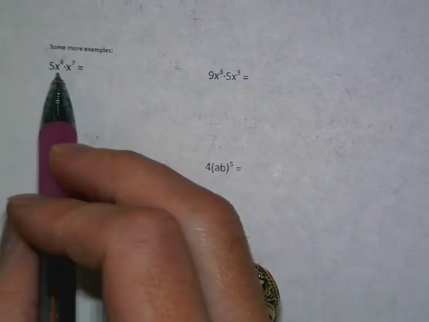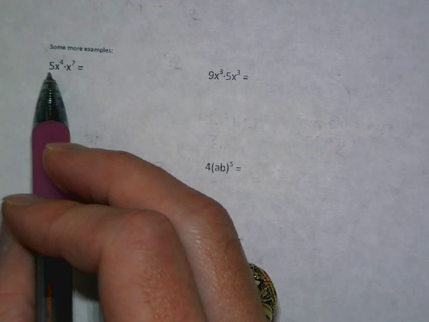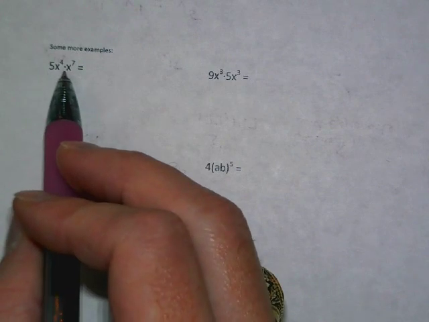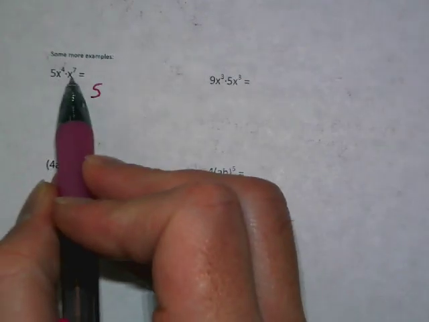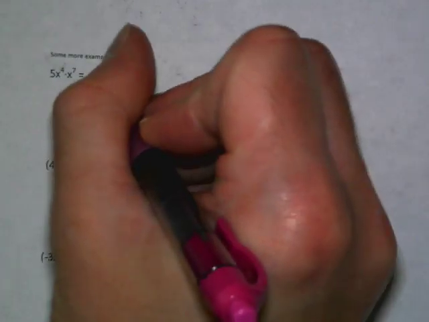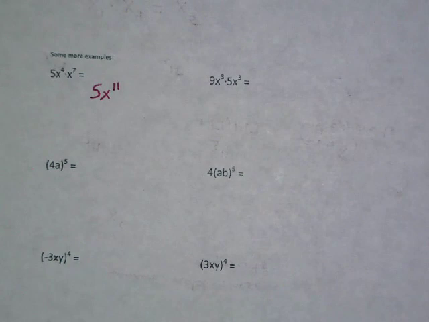All right, top left there. Now we got coefficients mixed in with it. So when you're looking at this, that 5, I would multiply it by another coefficient if there was something in front of this x, but there's not. So there's just going to be a 5 in my answer, and I'm adding the exponents. So 4 and 7, x to the 11.